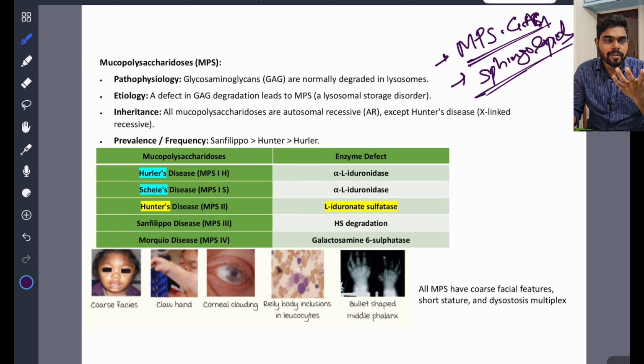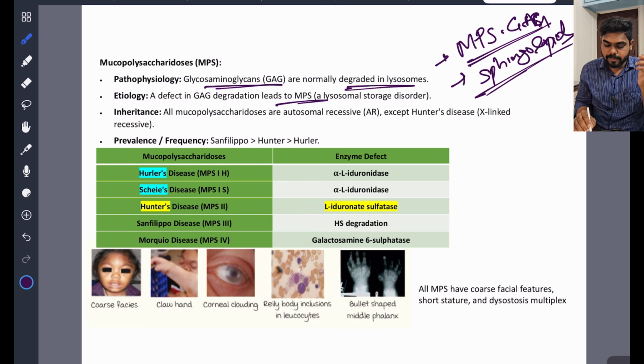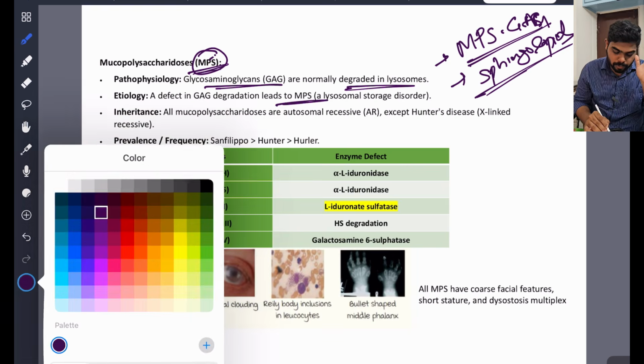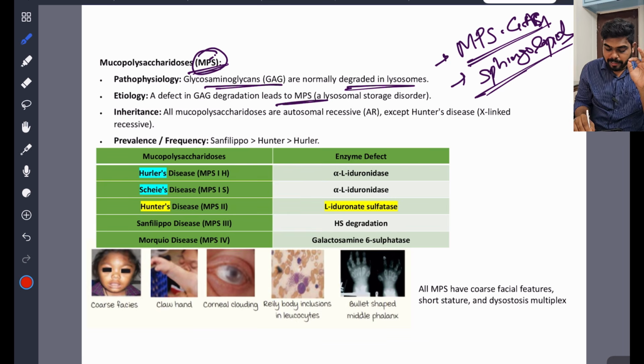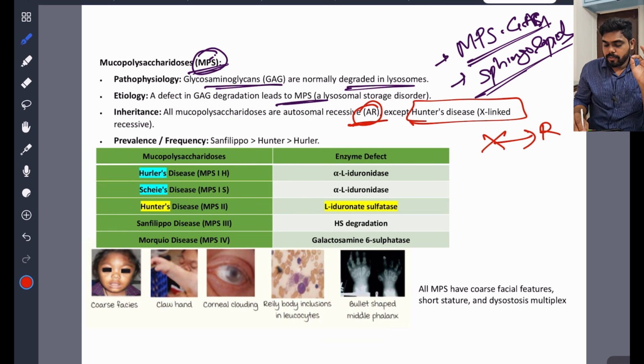You know what mucopolysaccharidosis is: it is about glycosaminoglycans. Heparin is a glycosaminoglycan. So these MPS, the glycosaminoglycans, are normally degraded in lysosomes, and a defect in glycosaminoglycan degradation leads to MPS, a lysosomal storage disorder, mucopolysaccharidosis. Clear. One important point we have to know: all mucopolysaccharidoses are autosomal recessive except Hunter's disease, which is X-linked recessive.